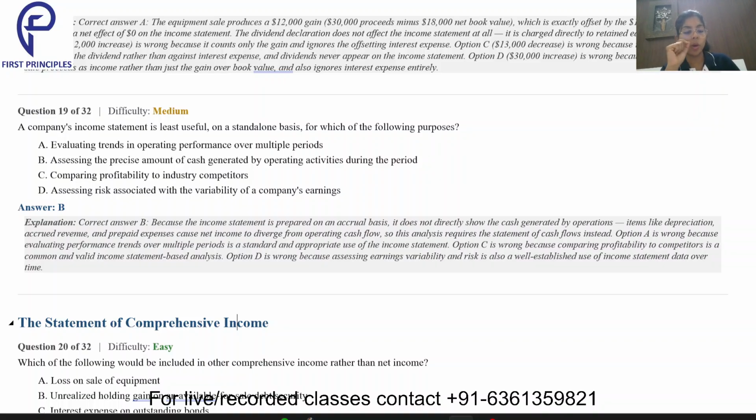Coming to option D, assessing risk associated with the variability of a company's earnings. Can we assess how volatile that particular company's earnings will be with the help of the income statement? Yes, because the income statement shows almost all the line items which present all kinds of revenues and expenses for a business, and with the help of those line items we can easily identify which is risky. So option D is also not the correct answer, and that is why option B is correct, because if we want to know the cash generated by the operating activities of a business, we should refer to the statement of cash flows.